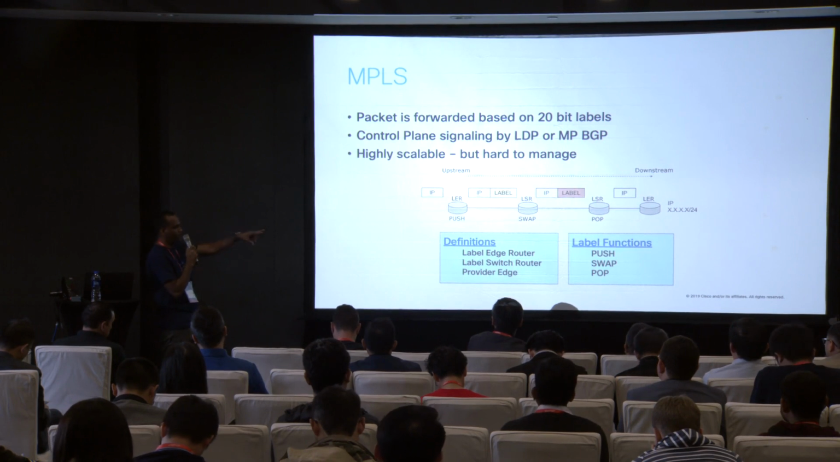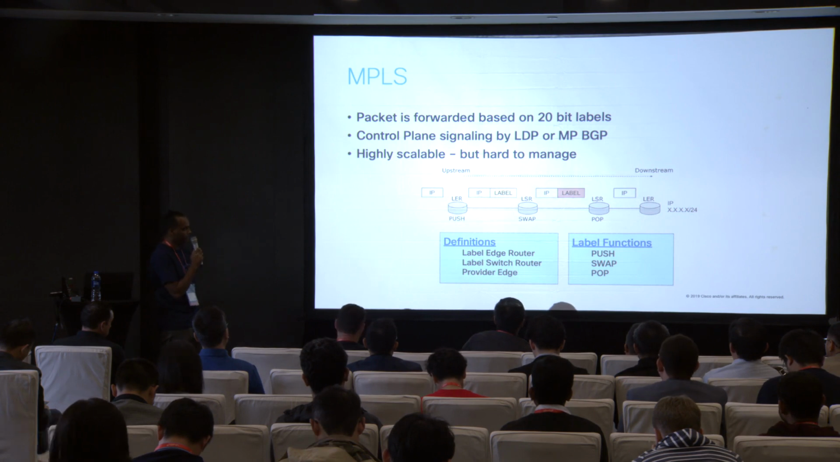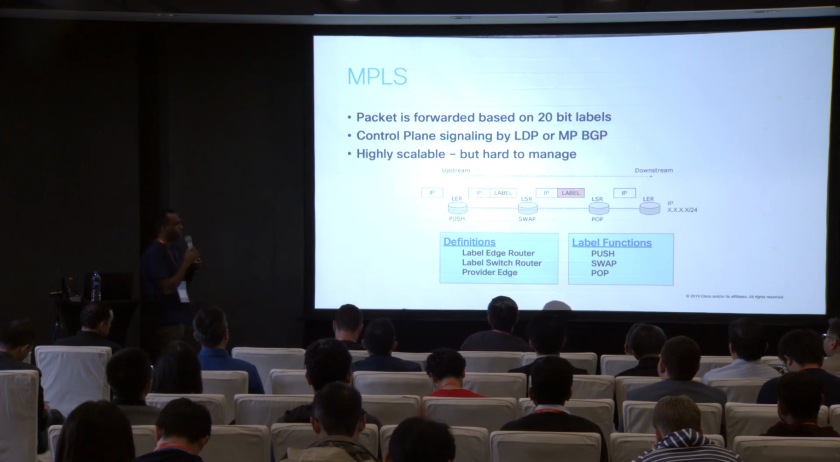So if you want to reach that prefix over on the other side of the network, it's going to do an encap on the LER, then there is a swap, and then there is a pop, because it's the penultimate hop. So you do a pop, and then you save a label lookup, and then it just goes directly to the LER to do the IP forwarding. That's how MPLS works.